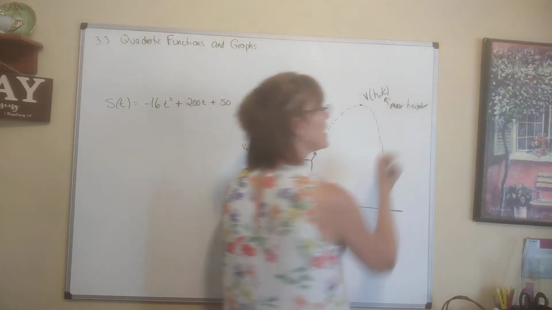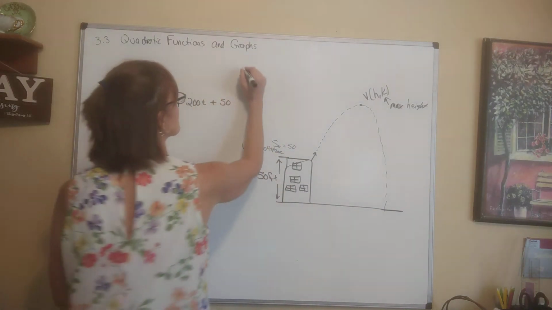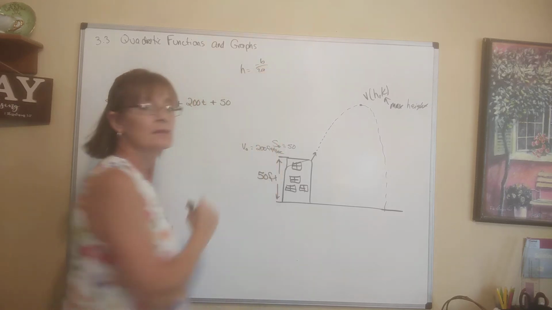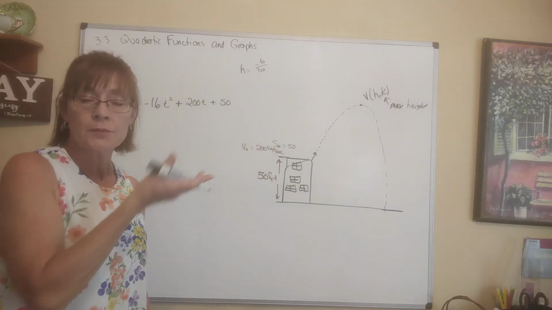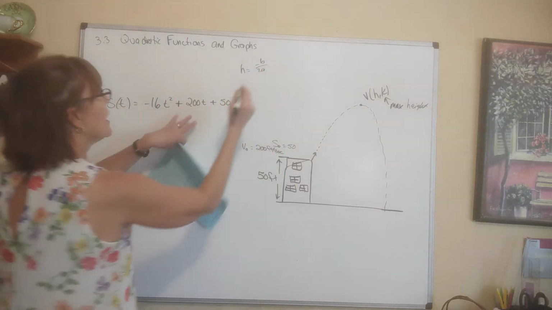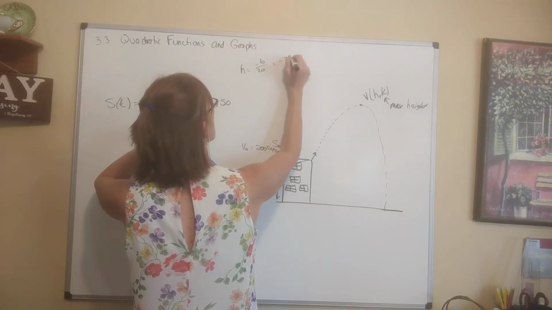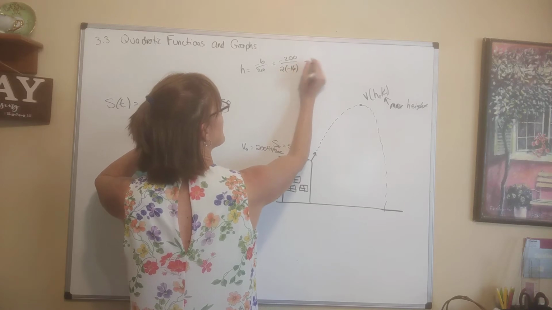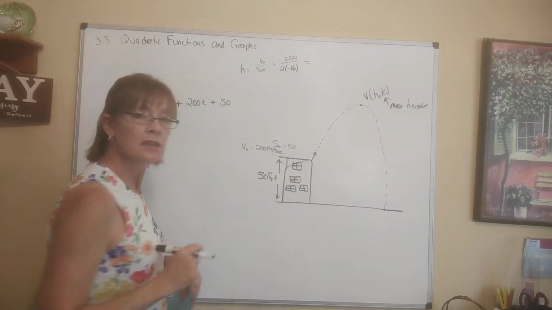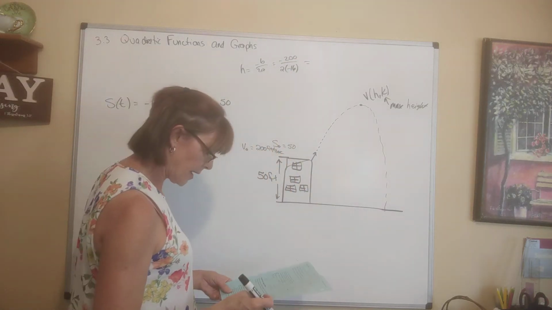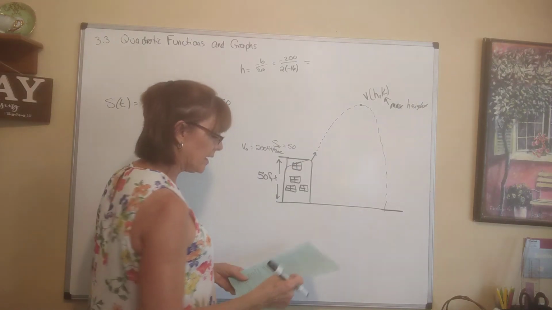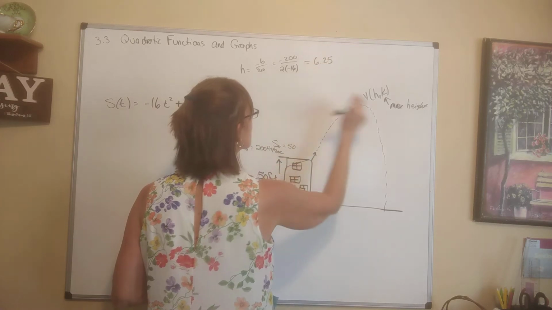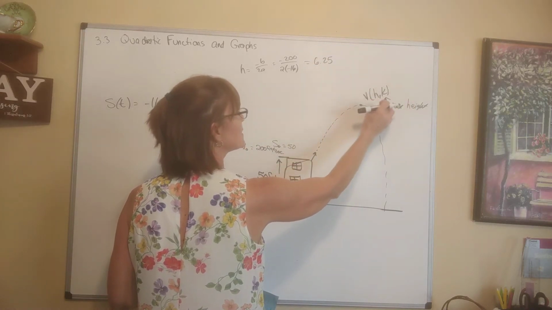Well, we know how to find h and k. h is negative b over 2a. We know that. It's that little first part of the quadratic formula. So let's do that. h is negative 200 over 2 times negative 16. A negative over a negative is a positive. If we take 200 divided by 32, we get 6.25. Now this is not the max height, this is h.